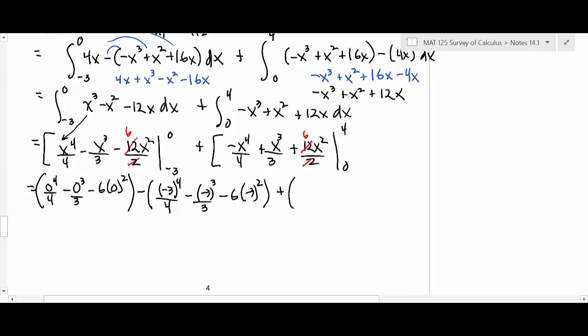So we plug the 4 in. You're going to have negative 4 to the 4th over 4, plus 4 to the 3rd over 3, plus 6 times 4 to the 2nd.